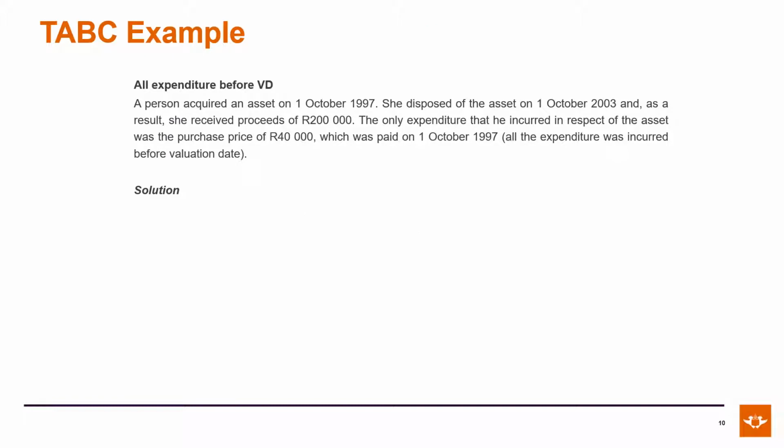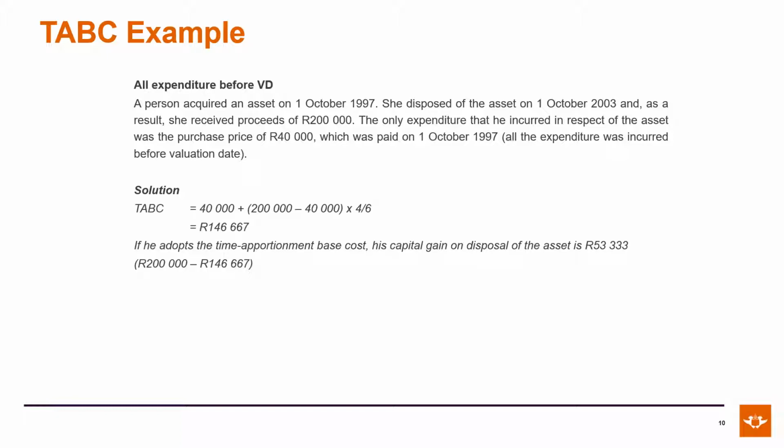Here we have another example. If a person acquired an asset in 1997 and disposed of the asset in 2003, what are the CGT implications? Again, we are not given a base cost, so this has to be calculated first. And for purpose of explanation, we are only using the time apportionment method.